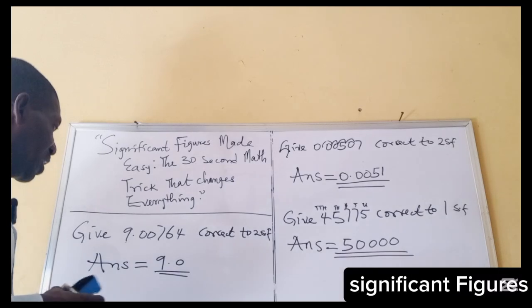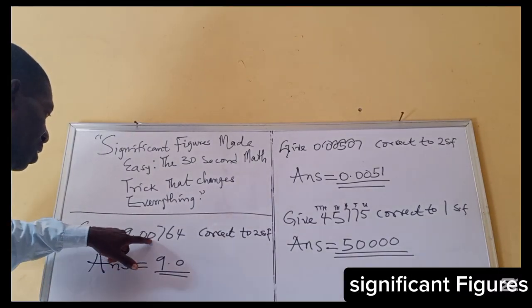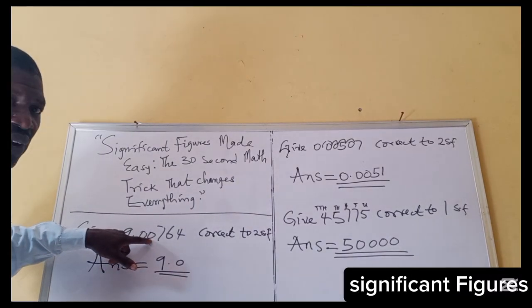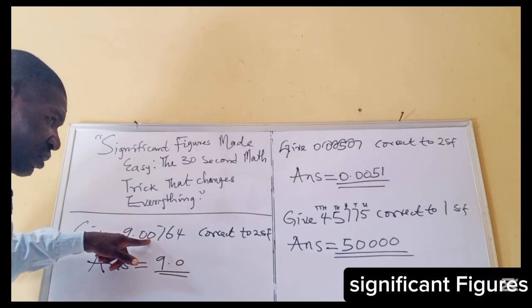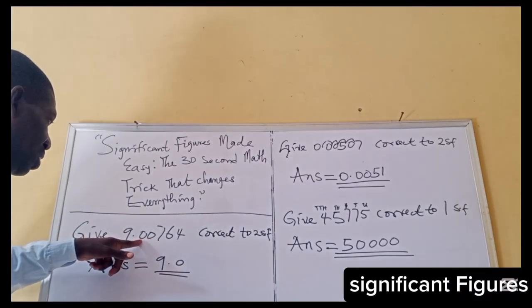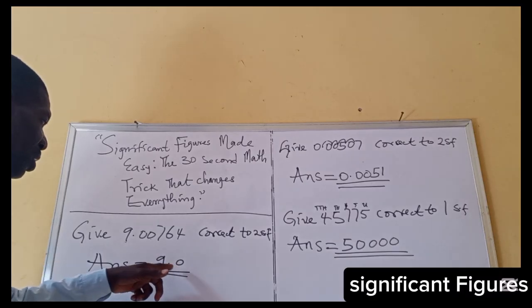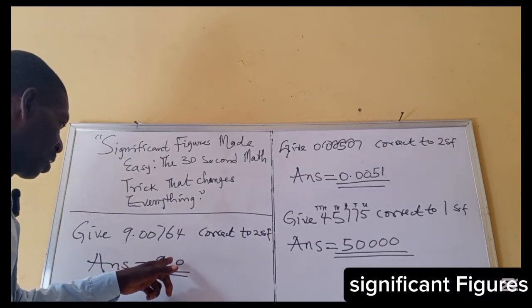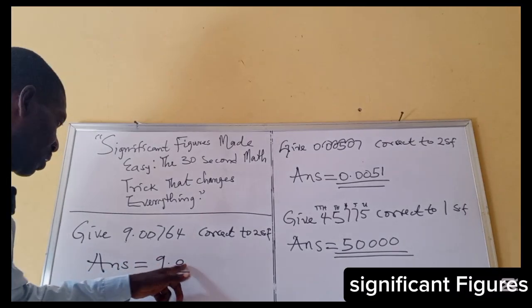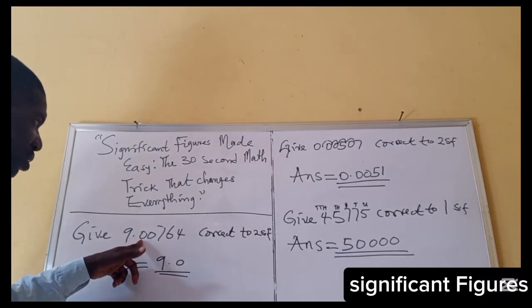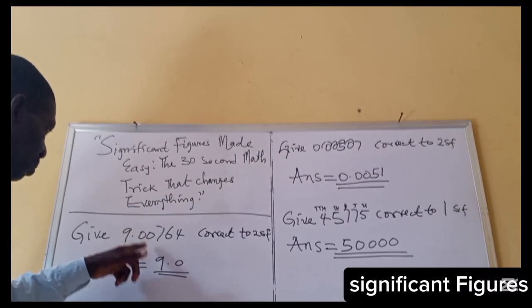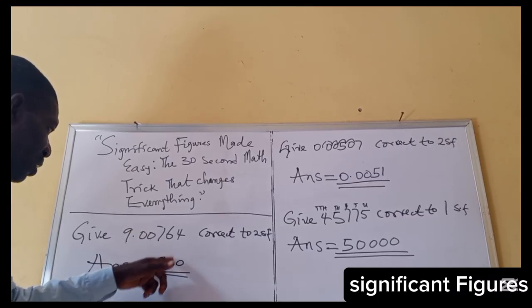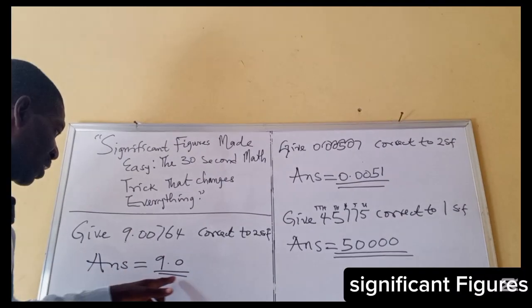Okay, 9.0. So why is it just 9.0? It's because the next number here is not up to 5. So we have to round down. We are not going to add anything to this 0 there. So that's why it's just 0. And if you look at it, the second significant figure here is just 1 decimal place, and it's also 1 decimal place here. So this is our final answer.